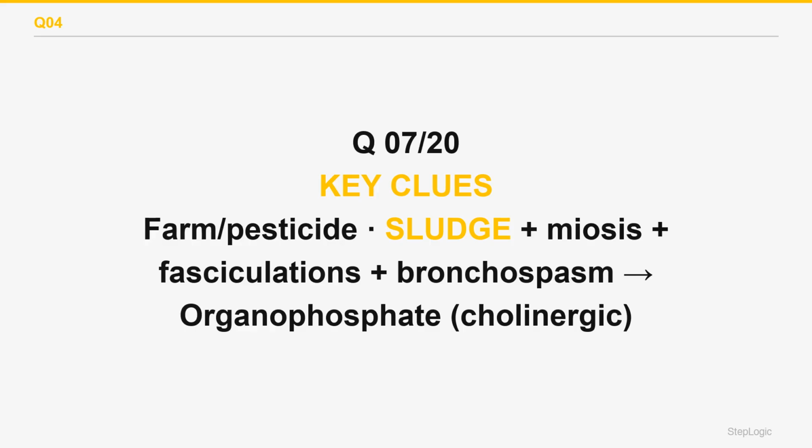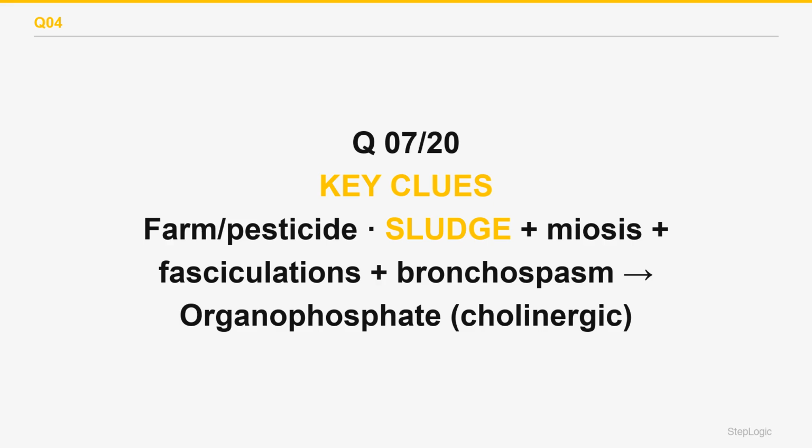Organophosphates in pesticides irreversibly inhibit acetylcholinesterase. Acetylcholine accumulates at every cholinergic synapse, producing both muscarinic and nicotinic overstimulation. The muscarinic effects are the DUMBBELSS or SLUDGE picture: salivation, lacrimation, urination, defecation, GI cramping, emesis, miosis, bronchospasm, and bradycardia. The nicotinic effects include muscle fasciculations and weakness.